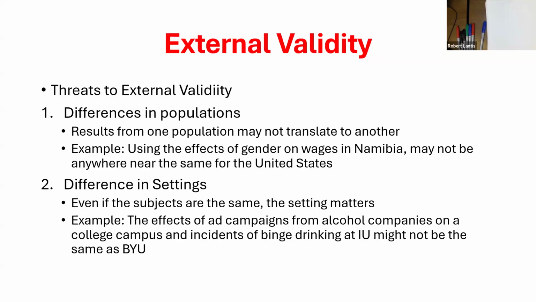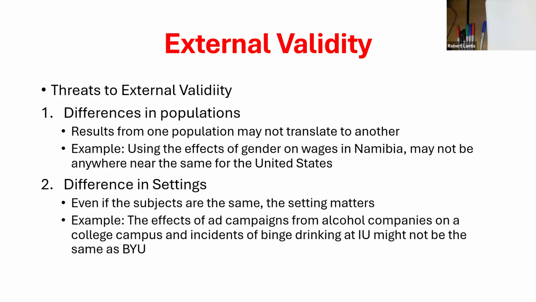So some threats to this external validity that will pop up quite often is maybe I just have differences in populations, right? So maybe the data set that I have, for example, if I want to know the impact of gender on wages in Namibia versus the United States, I have two very different populations. If I run this very simple linear regression trying to predict wages using this dummy variable of gender, it's going to look very different for its impacts in Namibia versus the United States. I'm not going to have external validity there.